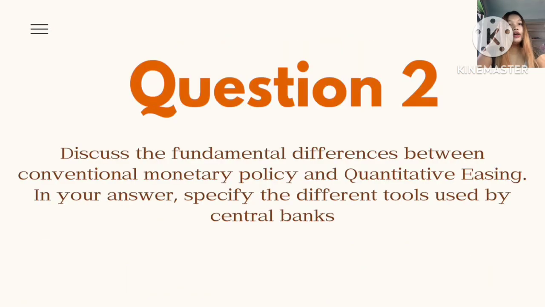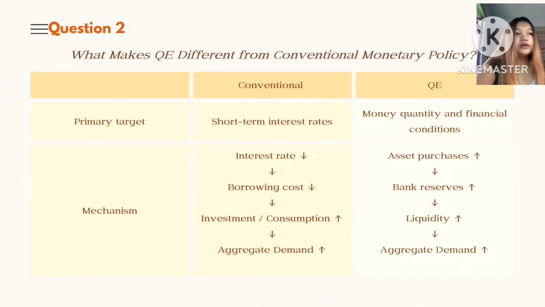Now to question 2. Discuss the fundamental differences between conventional monetary policy and quantitative easing. In your answers, specify the different tools used by central banks. The fundamental differences between conventional monetary policy and quantitative easing lie in both their objectives and operating mechanisms. Conventional monetary policy mainly influences the economy through changes in short-term interest rates.